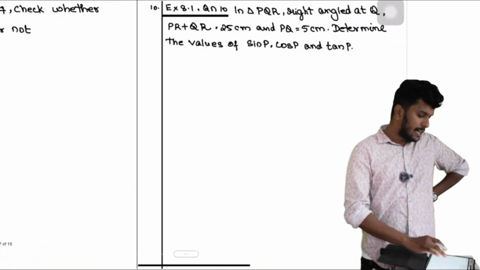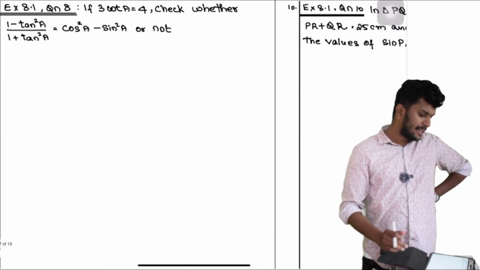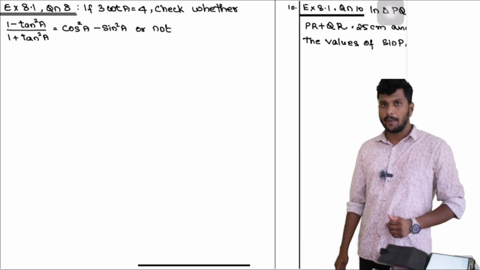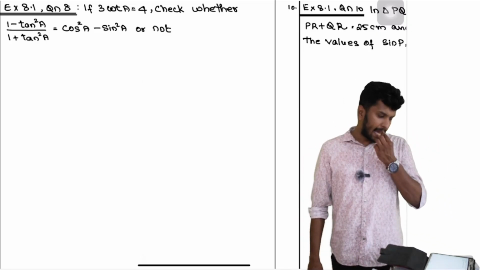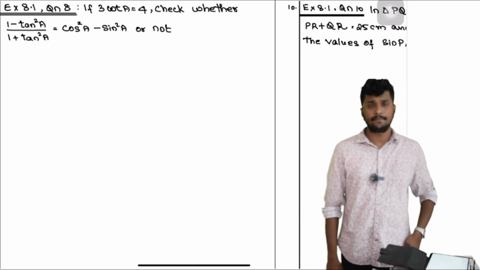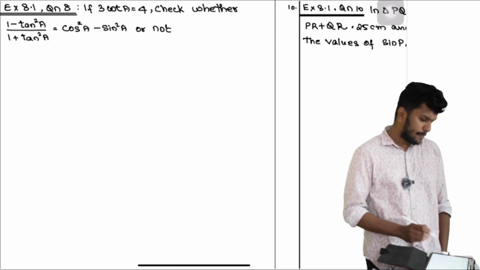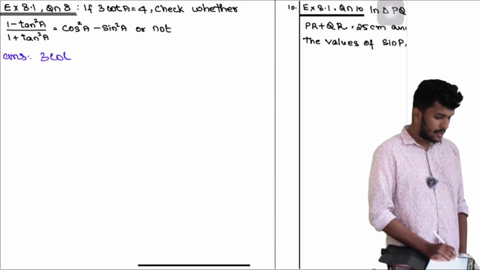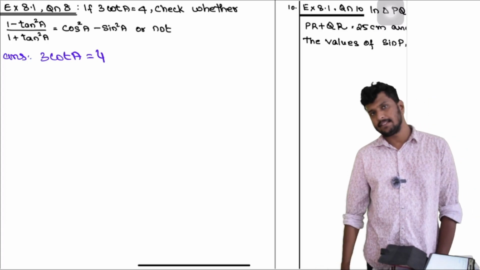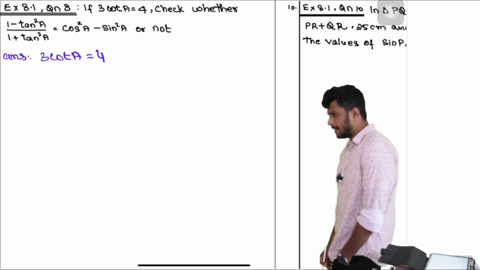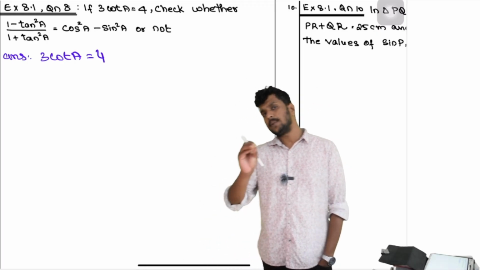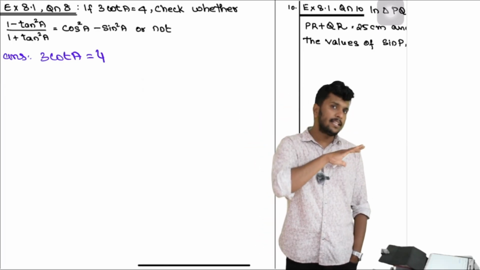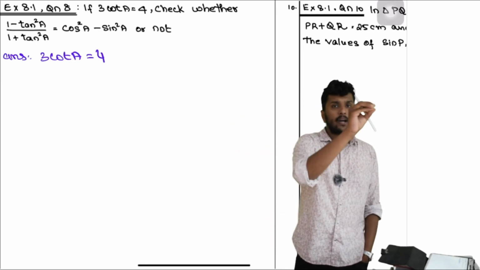Now, moving on to the next question. Yeah, this is a question similar to what we did right now, exactly similar. You guys can solve it out, and if you want I can solve it for you, no issues in that. So be careful here. What you have to keep in your mind is, listen, 3 cot A equals 4 is what we have. 3 cot A equals 4 means it's actually 3 multiplied with cot A equals 4.